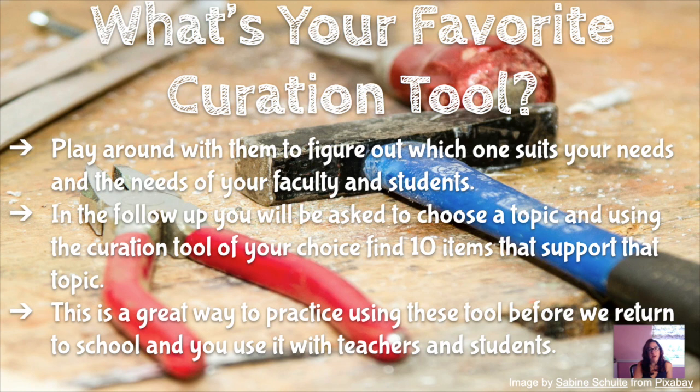Take the time to decide what your favorite curation tool is. Is it Destiny Collections? Is it Wakelet? Is it Pearl Trees? Play around with them to figure out which one suits your needs and the needs of your faculty and students. In the follow-up, you'll be asked to choose a topic, and using the curation tool of your choice, find 10 items that support that topic. This is a great way to practice using these tools before we return to school, and you begin using them with teachers and students.